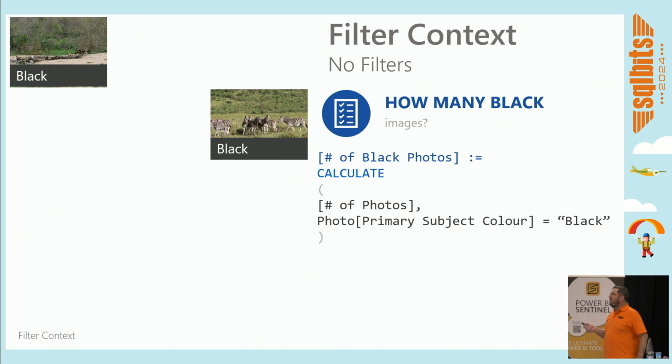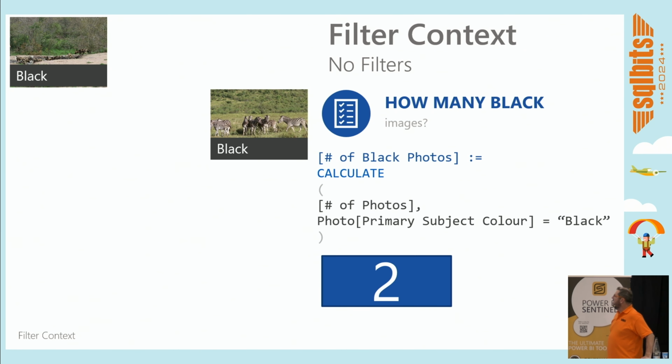But we haven't influenced that filter by a visual or by a slicer or something like that. This is within the measure itself. So no matter what we put there, it's always going to bring back that result if we haven't got any other filters present at the time.